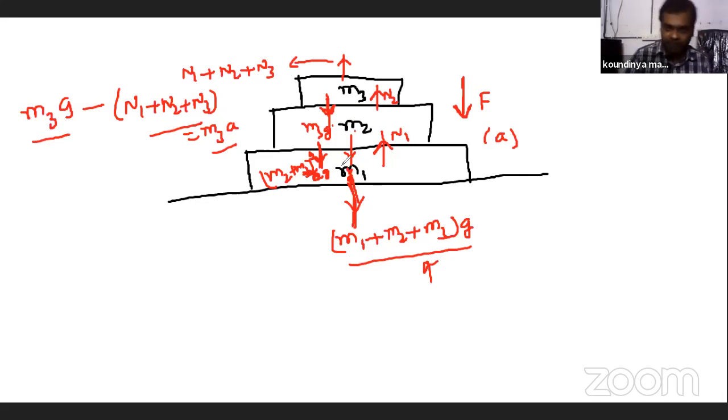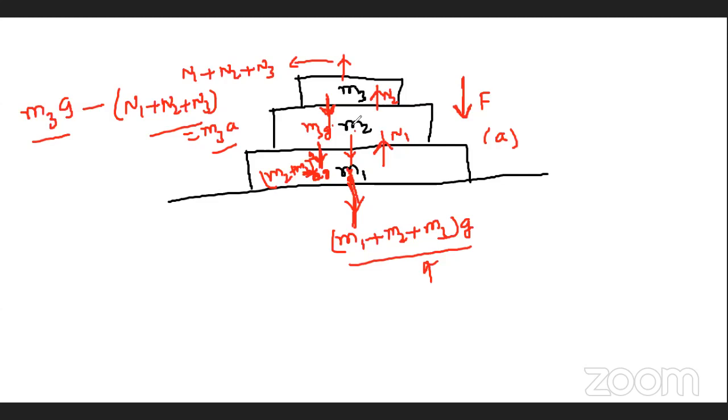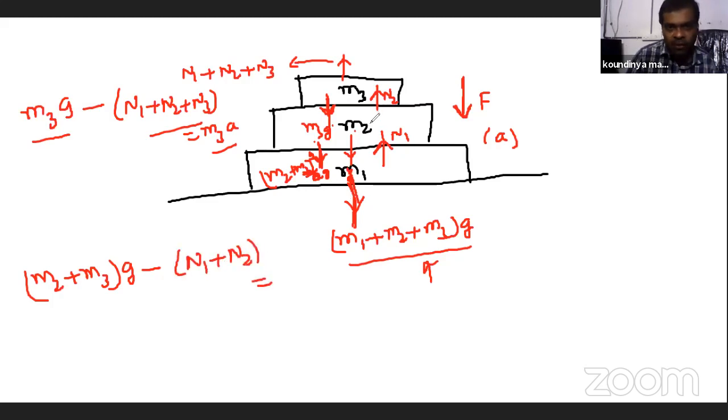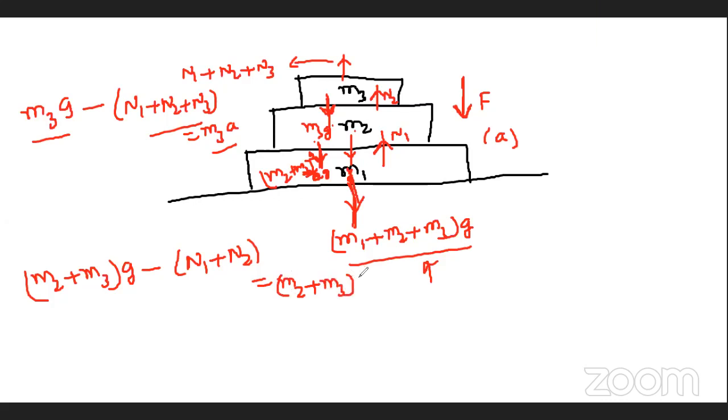Similarly, M2 also. Here the object is moving downwards, so downward force is more. That is on M2, the total weight will be M2 plus M3 into G, minus normal force, that is N1 plus N2, is equal to M2 plus M3 into A. Along with M2, this M3 will also move. Right?